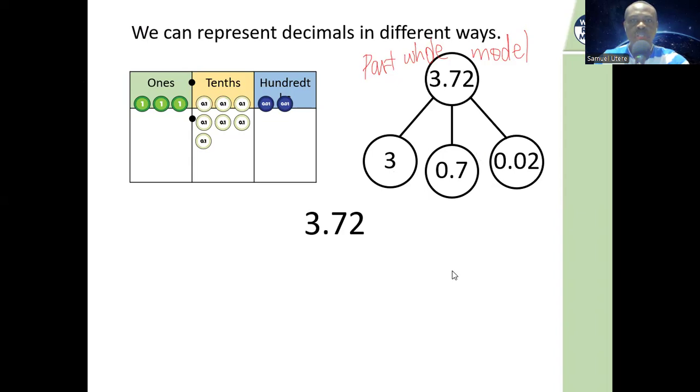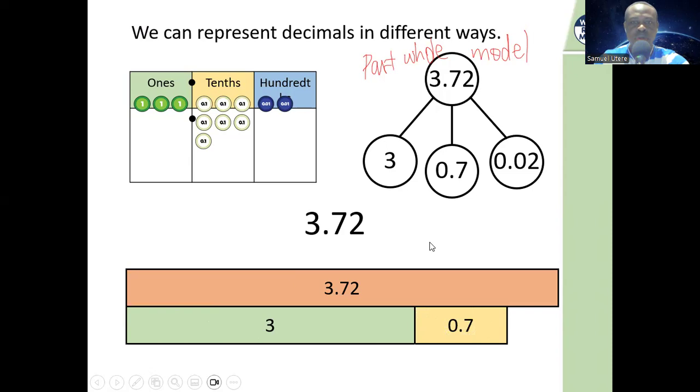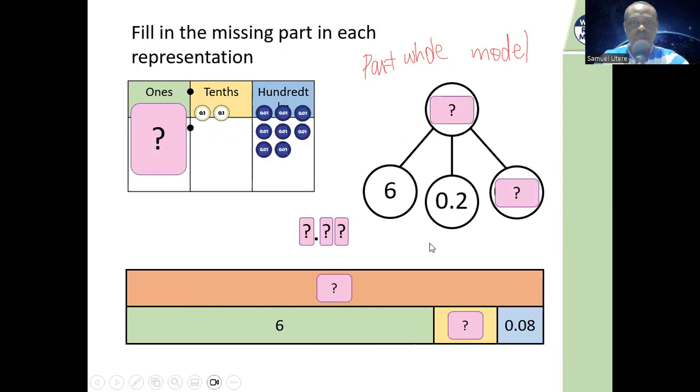We can also represent this number using a bar model. That would be 3 ones, 7 tenths, and 2 hundredths. Have a think. How would you do this one?